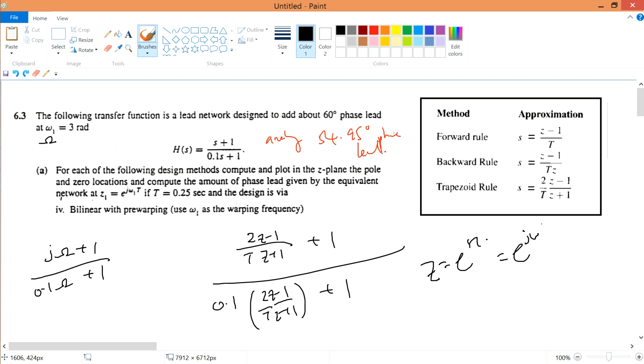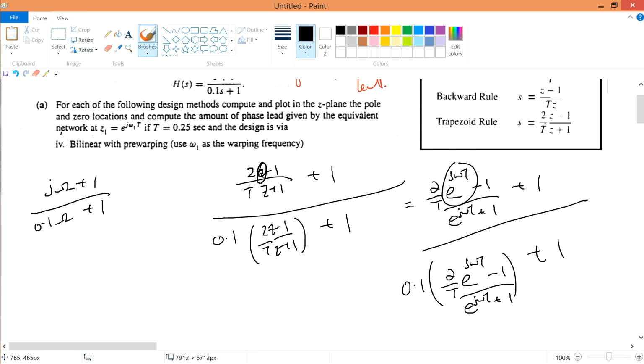I don't want to confuse you between this omega and this omega, because this is the analog frequency and this is the digital frequency, but they are the same value because they are simply the input frequency. I just want to define them clearly. So if I input 3 over here, I will also input 3 over here. So Z is equal to e to the j omega T. If I do that, what I will have is this thing. That's all it is.